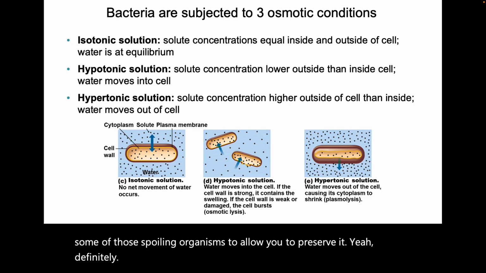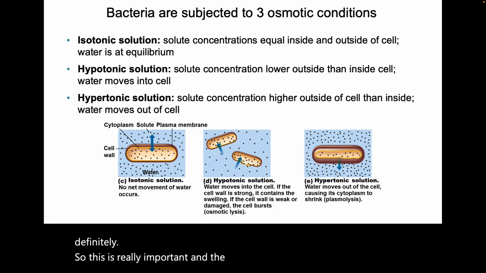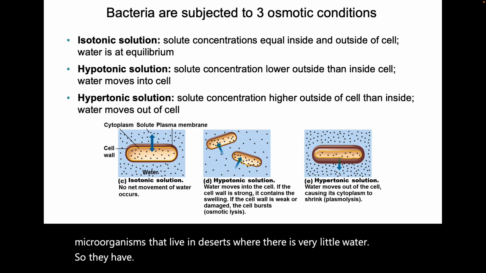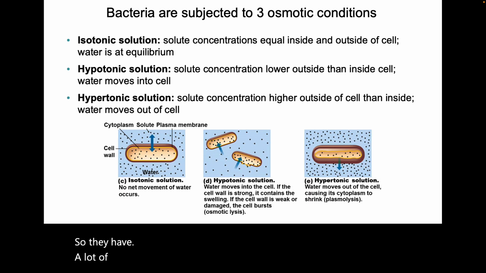So this is really important. And the other thing to think about is there are microorganisms that live in deserts where there is very little water. So they have a lot of evolutionary adaptations to allow them to avoid being all dried out.